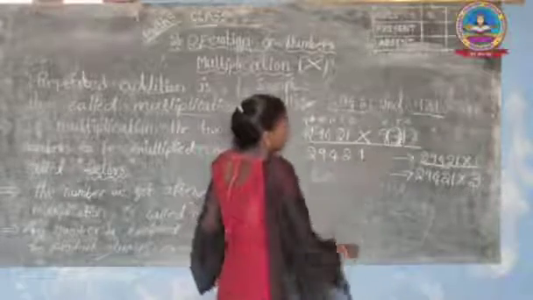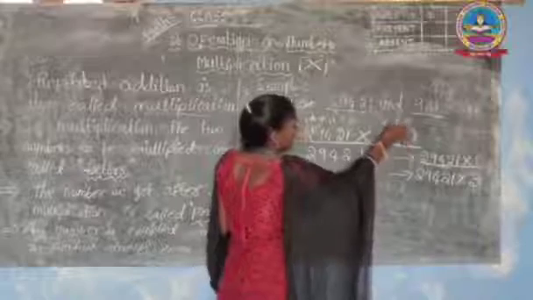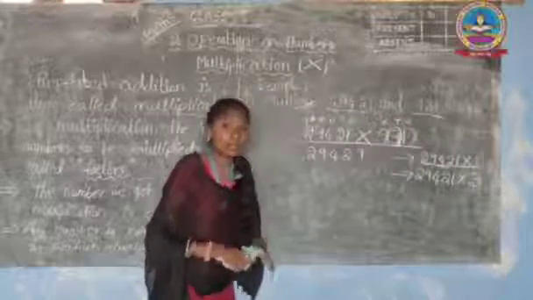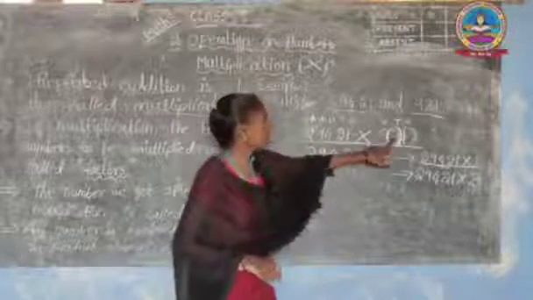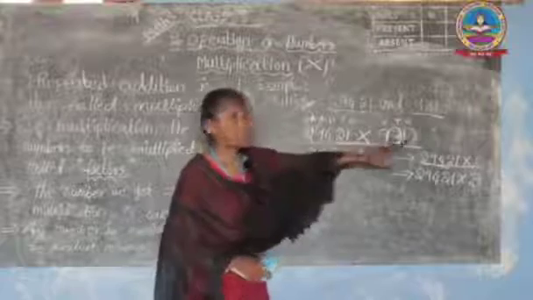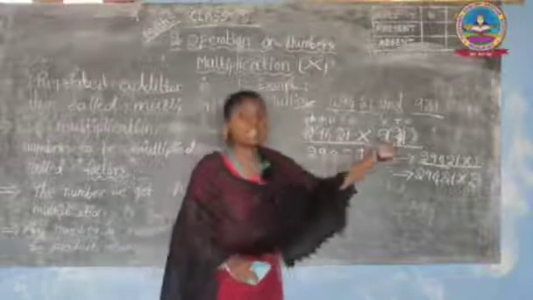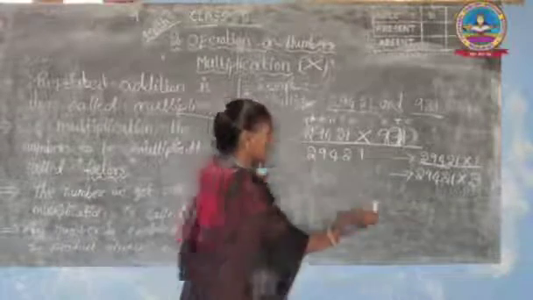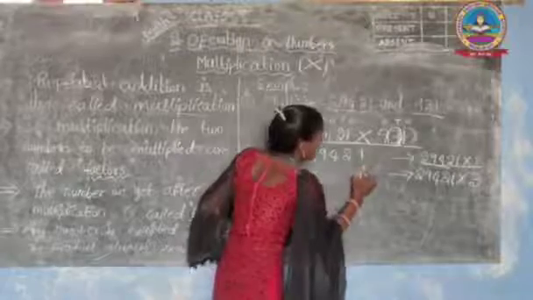So first we will start. 3 in the place of tens means we will multiply this number by 30. Right? 3 in the place of tens, that means 3 times 10, 30. There are 3 tens. That means 30. So we will multiply this number by 30. Yes, 30 is 3 and 0. So first we will write 0 here.